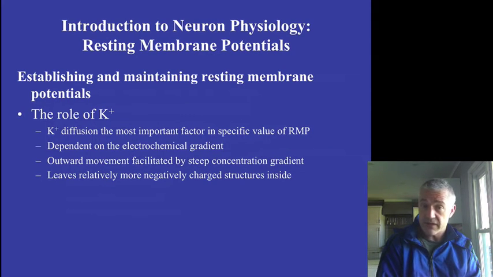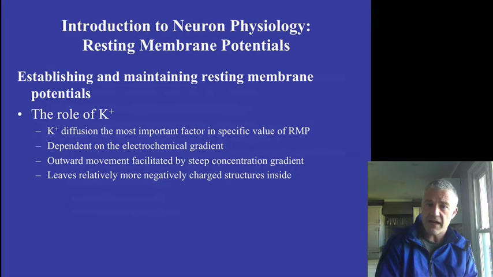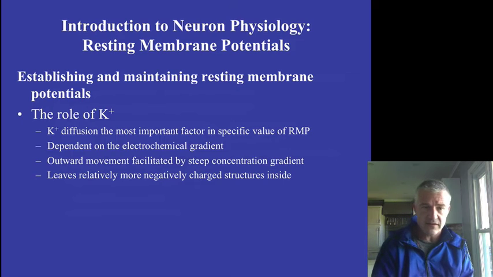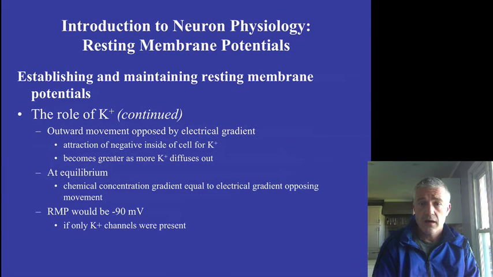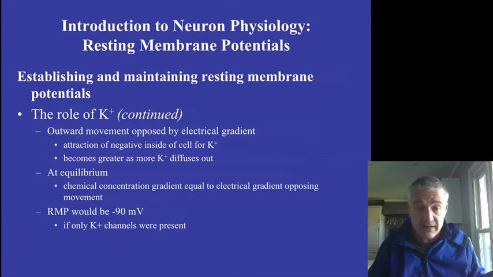So potassium ends up being the really important factor when it comes to our resting membrane potential. And again, it's that electrochemical gradient that is really important in this. We have a very steep concentration gradient that it's going to try to be leaving here. And if that does leave, there's a lot more negative charge on the inside of the cell. We do have an electrical gradient opposing that. So as we get more potassium ions out of there, it becomes more difficult for more to diffuse out. But again, at equilibrium, we have a chemical concentration gradient that's equal to the opposing electrical gradient, so we're not going to be getting movement.